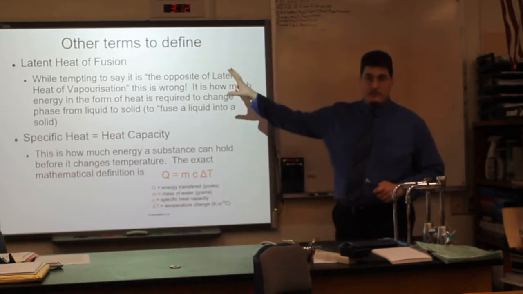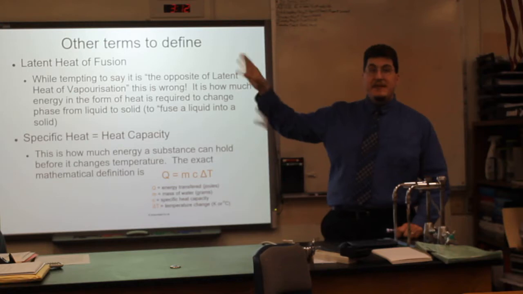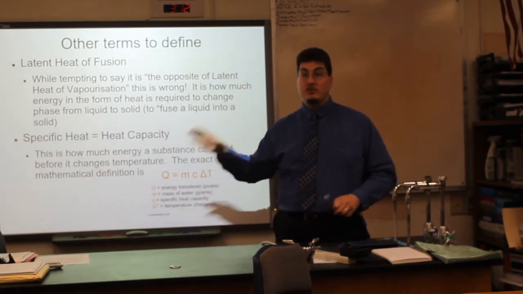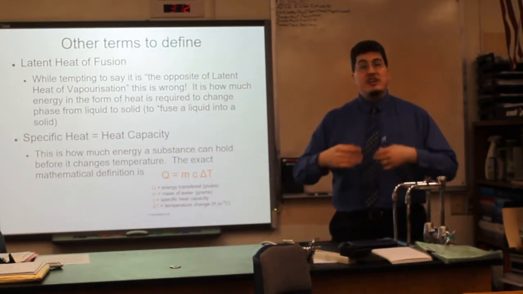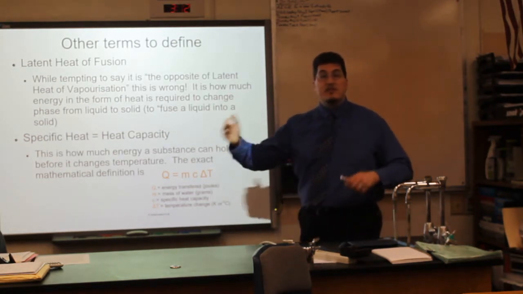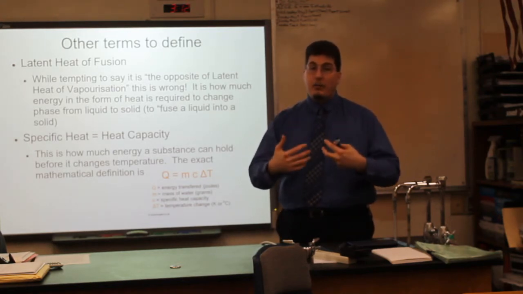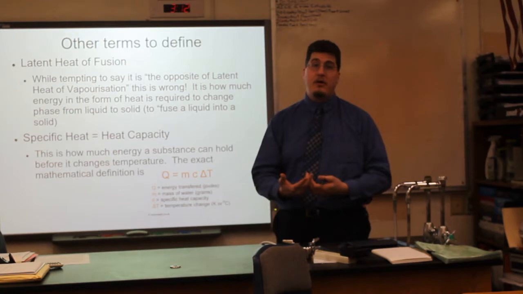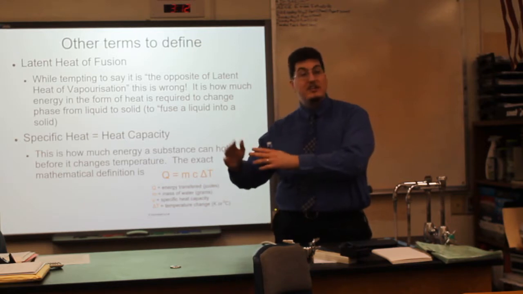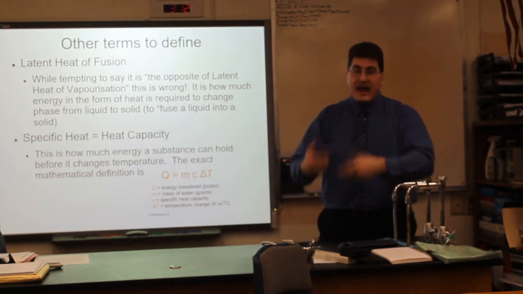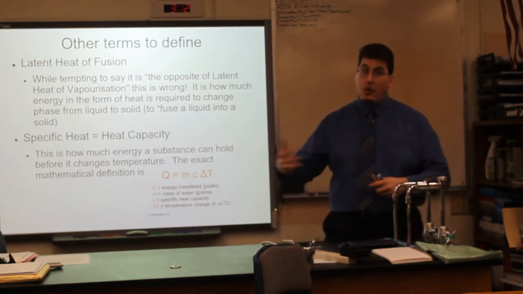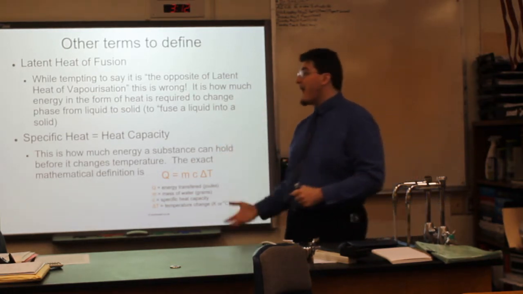Latent heat of fusion and latent heat of vaporization apply to changing phase. Specific heat and heat capacity, which are the same thing, apply to changes in temperature within a phase. So, heat capacity is the resistance to a change in temperature while the substance is still a liquid, for example. After it has completely changed phase from solid to liquid, and before it has changed phase from liquid to gas, adding heat energy will get you a temperature change. How much heat energy you must add in order to affect that temperature change, that is your heat capacity.